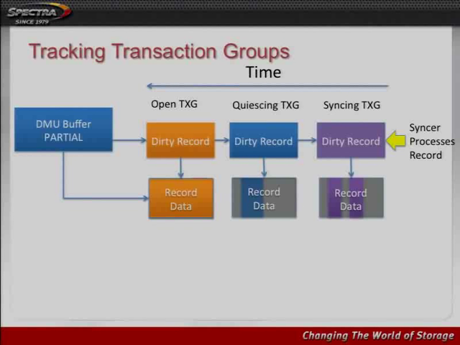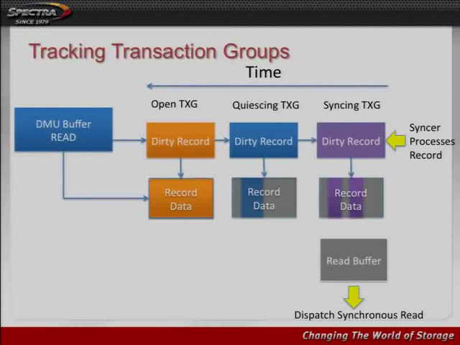So the syncer eventually comes along and sees this dirty record and says, I need to commit this to disk. So what does he do? He knows it's partial, so he can't write it immediately. What he does instead is he allocates an extra buffer, the read buffer, and dispatches a synchronous read.